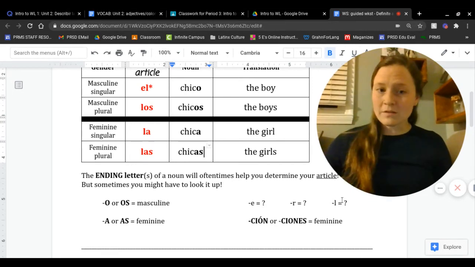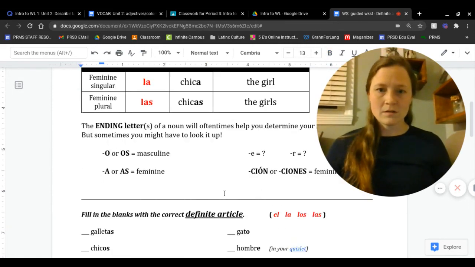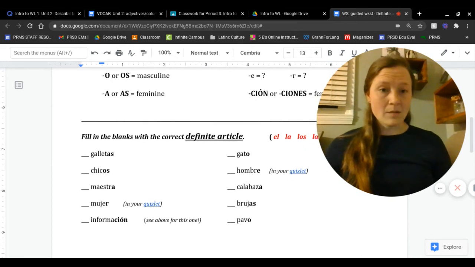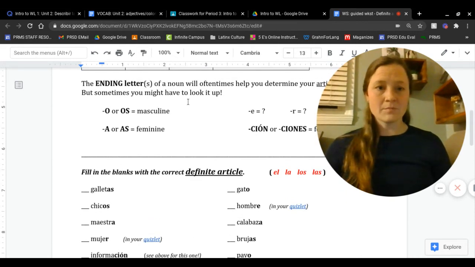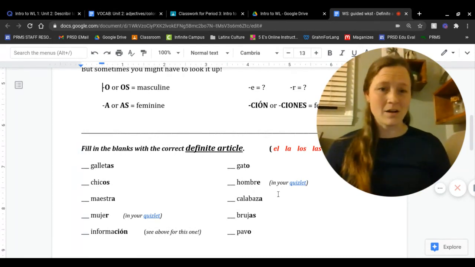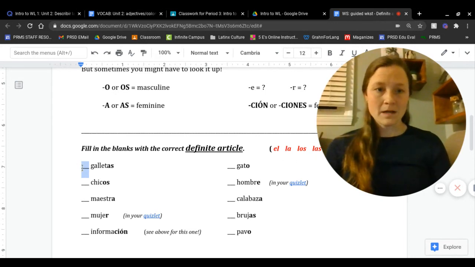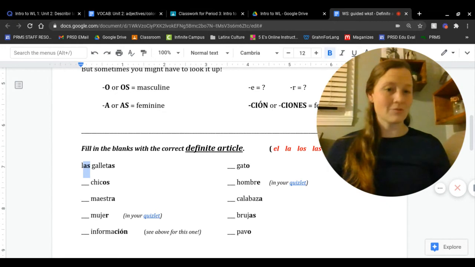You do have a couple of words like this in your Quizlet deck for this chapter, so we'll see when we get there. Your job now, after you've filled in this part, is to fill in the blanks with the correct definite article. And again, remember it depends on the last letter of the word. So for example, the first one, we have galletas, which means cookies. Galletas ends in AS. So if I'm going to choose one of these four words, el, la, los, or las, I'm going to put in las galletas because galletas ends in AS and so does las.